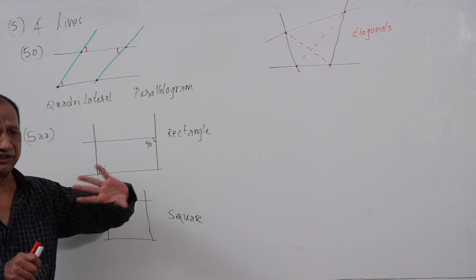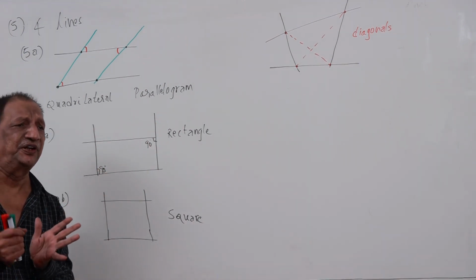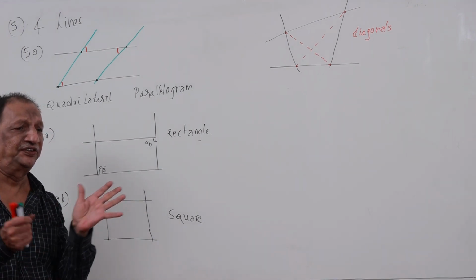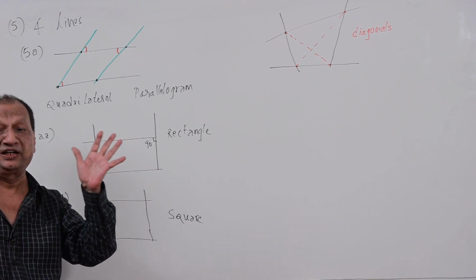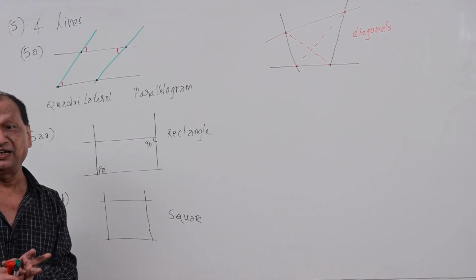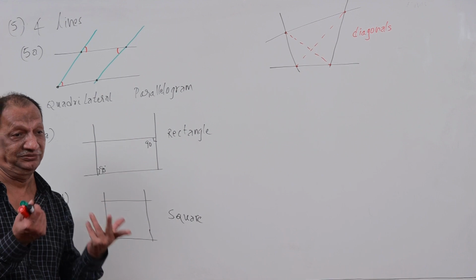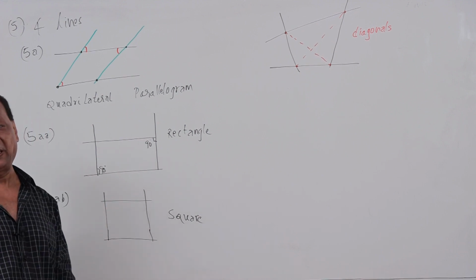So quadrilateral is there. Then you can go for pentagons, 5-sided figures, then hexagon, 6-sided figures, heptagon, 7-sided figure, octagon, 8-sided figure, decagon, 10-sided figure, and so on. Okay, not a big deal.